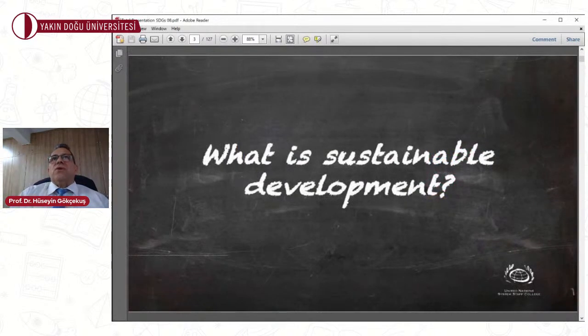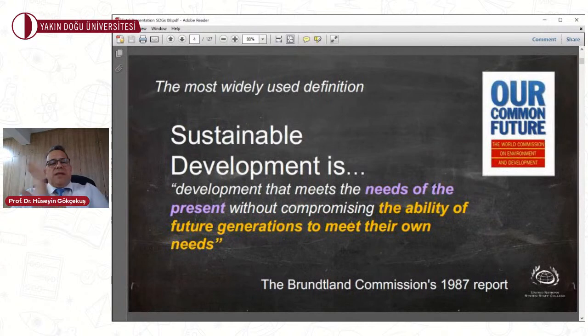Let's start with a question. What is sustainable development? Sustainable development is development that meets the needs of the present without compromising the ability of future generations to meet their own needs.